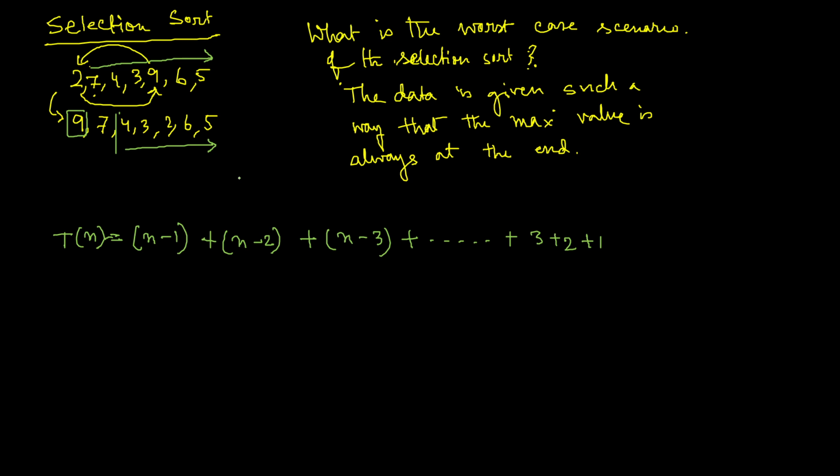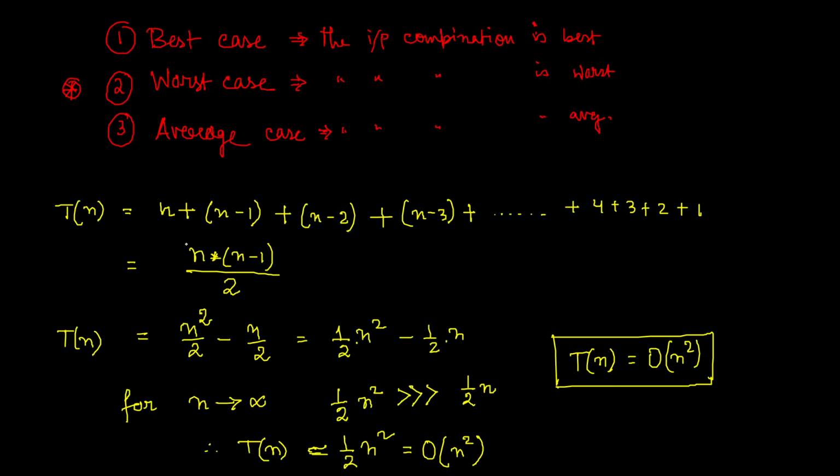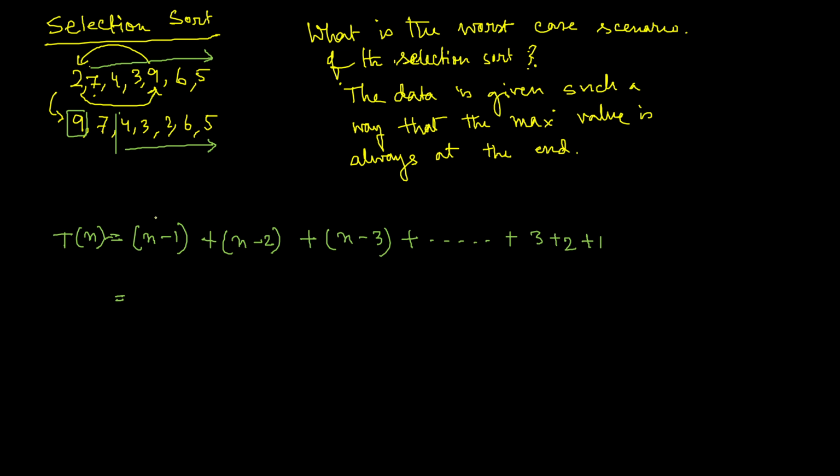Now see, in case of selection sort, this Tn is following the same pattern as your bubble sort. The only difference is that it starts from n minus 1. Here we started from n, but here it started from n minus 1. So apparently you can say that yes, these two functions are different.